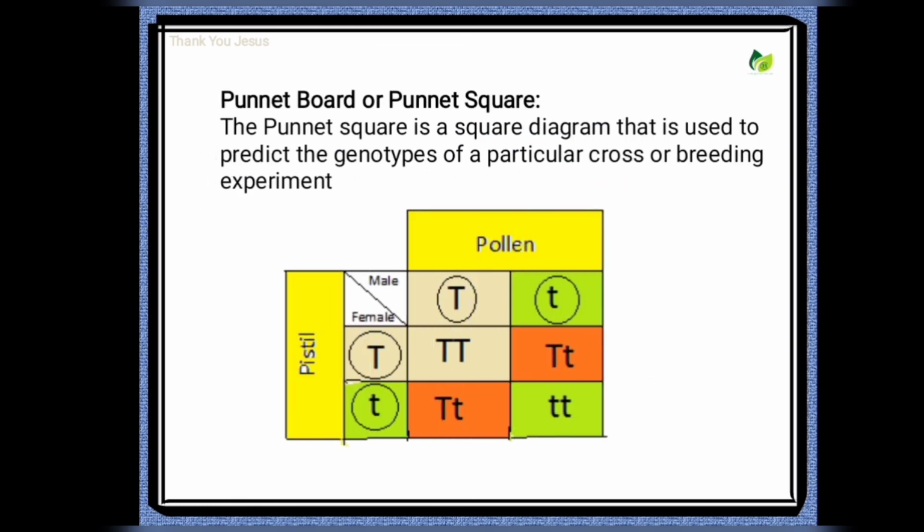Next, Punnett board or Punnett square. The Punnett square is a square diagram that is used to predict the genotypes of a particular cross or breeding experiment.